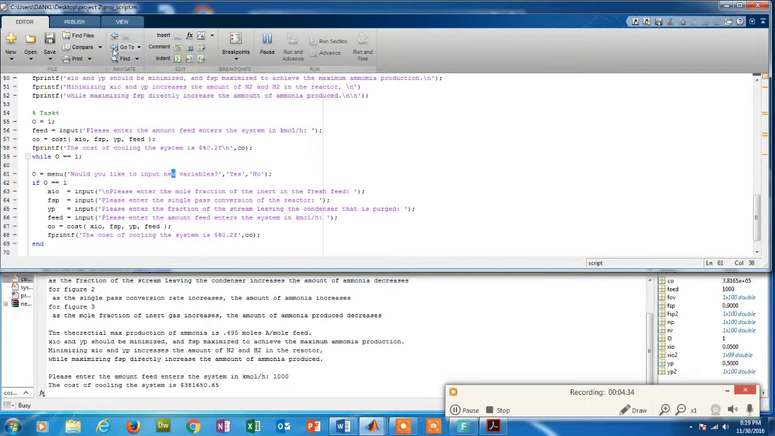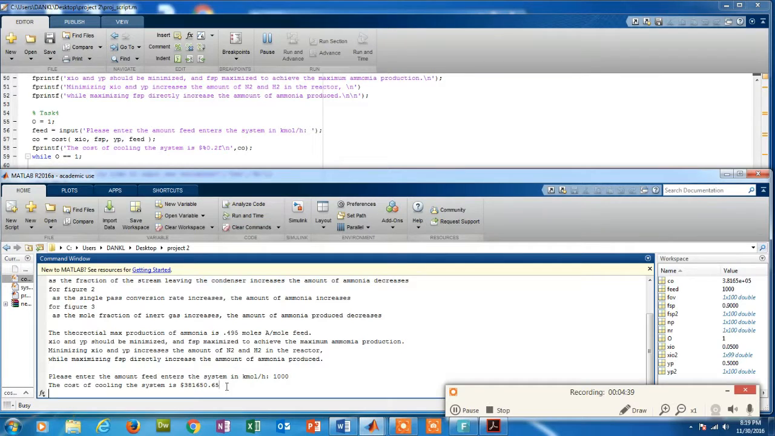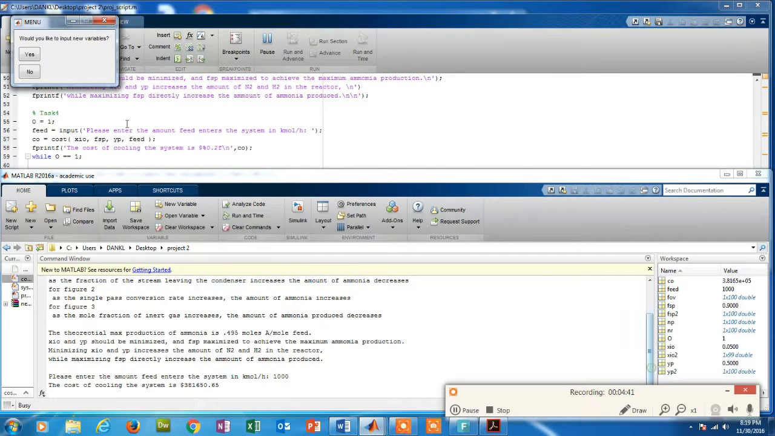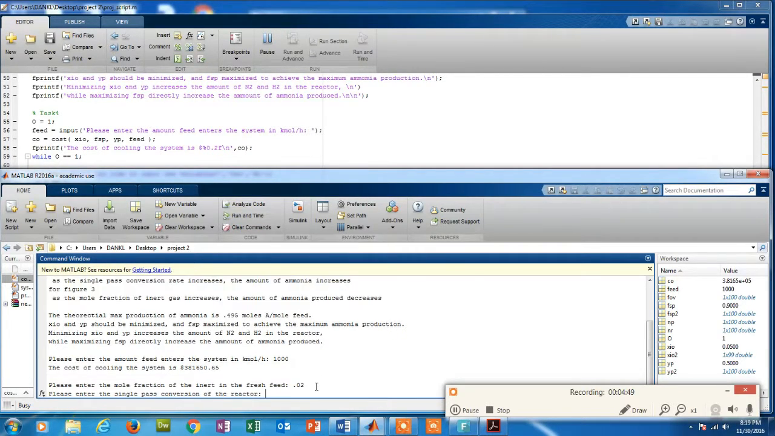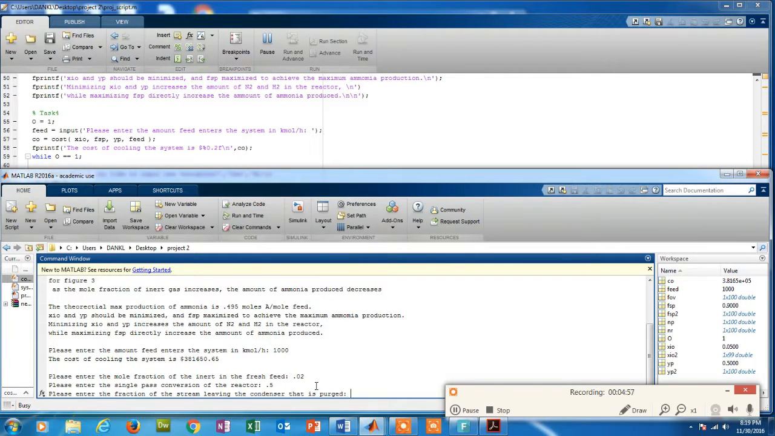Rather, it's a function. But it's going to loop and ask if we want to keep doing this. We can go ahead and select yes. It'll just start the whole process over again. We'll go ahead and do 0.02 for the inert gas. We'll have a fractional conversion rate of our single pass conversion of just 0.5, which is relatively low. And the fraction leaving the purge is going to be 0.4 this time.